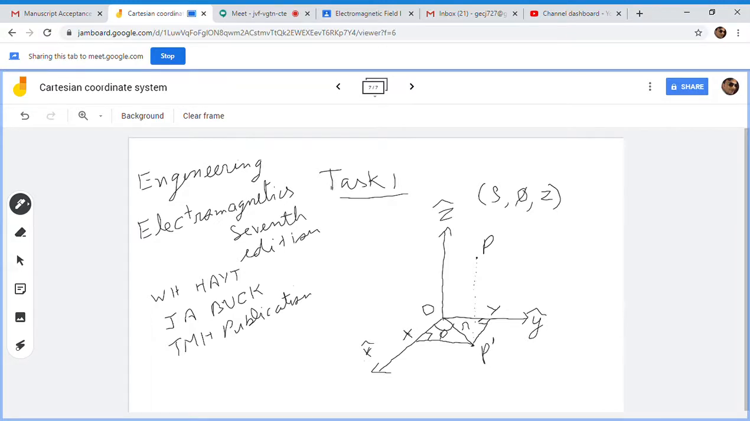Now what you have to do is convert this rho, phi, z to x, y and z. It means somebody will give you the coordinates of P in rho, phi and z terms, and you have to determine x, y and z. So what the person is asking you is, tell me x as a function of rho, phi and z.